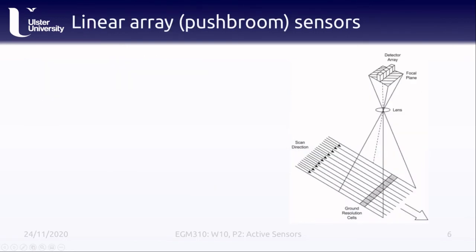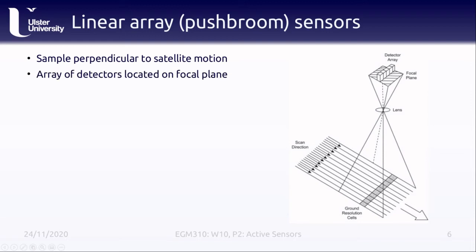The second of these two types of sensors are what are known as linear array or push broom sensors. The name comes from the fact that the sensor is basically pushed along the orbit by the satellite, sampling perpendicular to the motion of the satellite. These sensors consist of an array of detectors that are located on the focal plane of the sensor, similar to how a camera functions. The good thing about push broom sensors is that they don't have moving parts, at least not within the sensor itself.